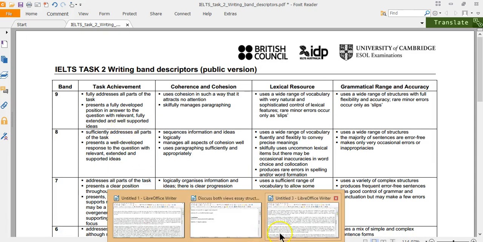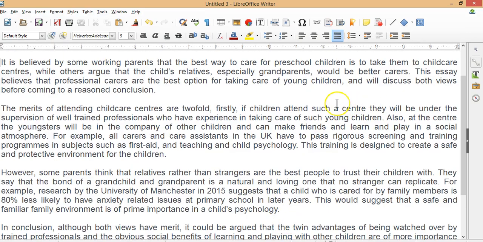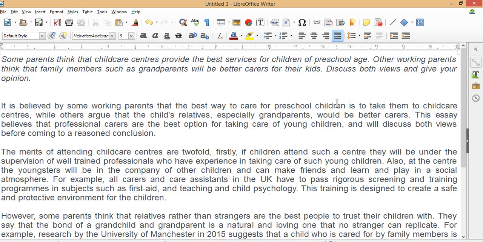Now, I did write an example. I'm not claiming that this is perfect because I took about 10 minutes to write it, which is not ideal, but it was just to give you an example. So the question's the same. Childcare or grandparents, which is better? Discuss both views, give your opinion.